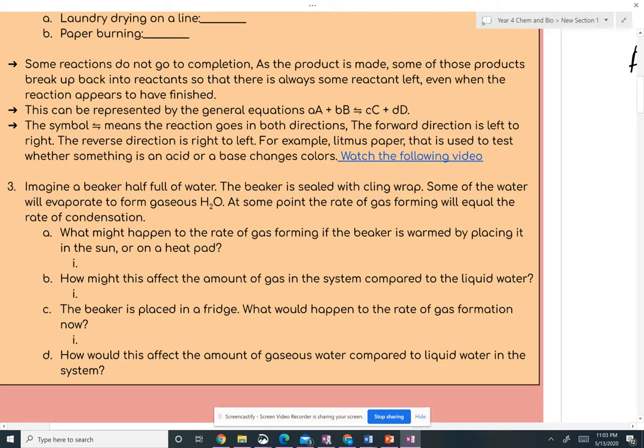We talk about a beaker that's half full of water. The beaker is sealed with cling wrap. Some of the water evaporates into gaseous H2O. At some point, the rate of gas forming will equal the rate of condensation, right? Same thing as I was talking about earlier. When you're cooking something and you put a lid on it, over time you'll see it cloud up at first, and then little by little you'll start getting drops of water that fall back in. That is the condensation that happens.